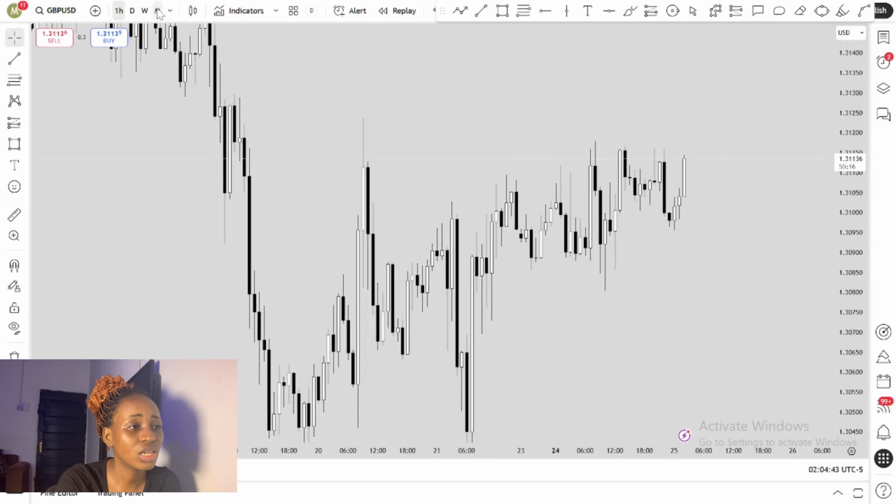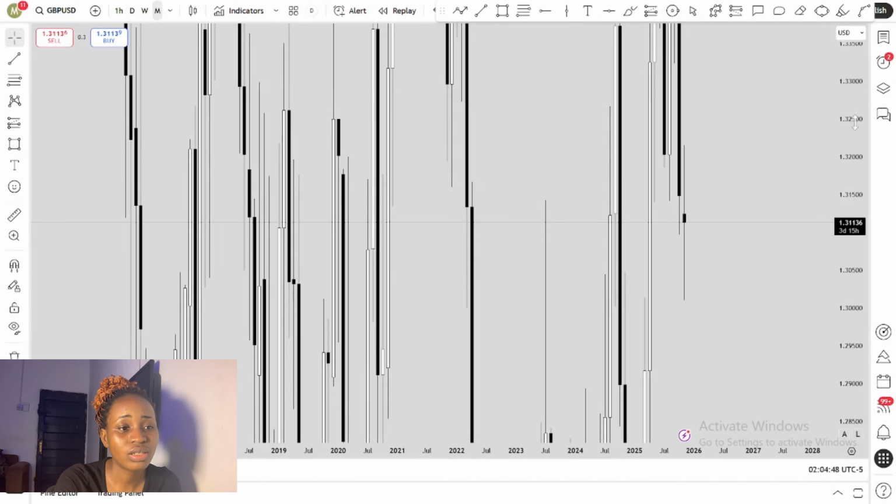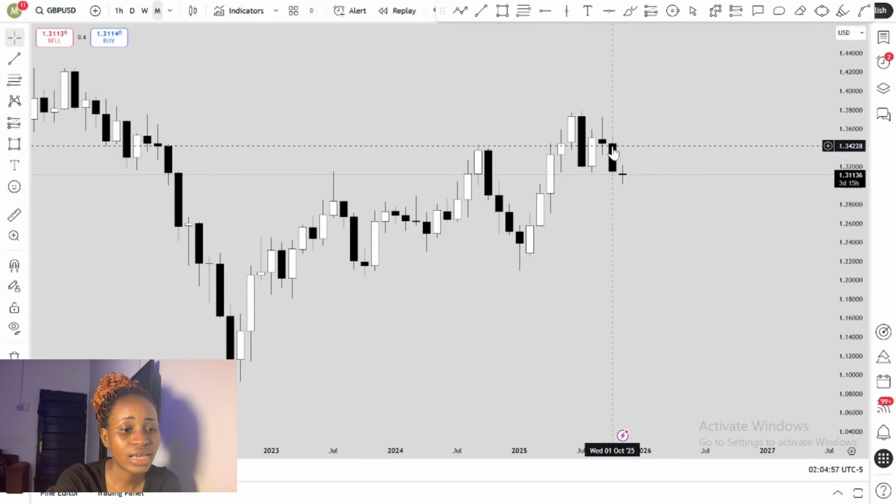I will also start from the higher time frame, the monthly time frame, to see what price is doing. You can see here on the monthly time frame, last month's candle was bearish, and we are still expecting price to trade bearish.